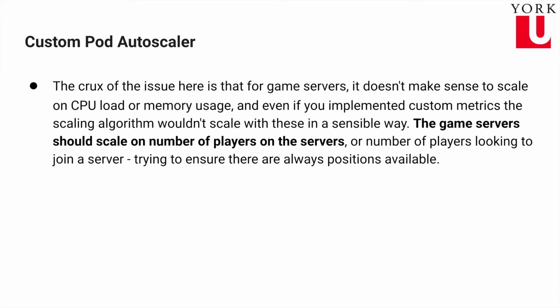I think it's good to point out the crux of the issue here: for game servers, it doesn't make sense to scale on CPU load or memory usage. And even if you implemented custom metrics, the scaling algorithm wouldn't scale in a sensible way. The game servers should scale on the number of players on the server or the number of players looking to join a server, trying to ensure there are always positions available. That's a very good use case where it doesn't matter if you have the metric there: the algorithm that comes with HPA does not fulfill it. So we need something more flexible for the use case of a game server.